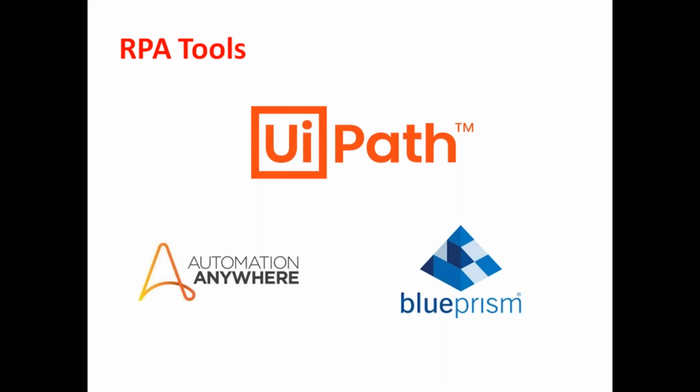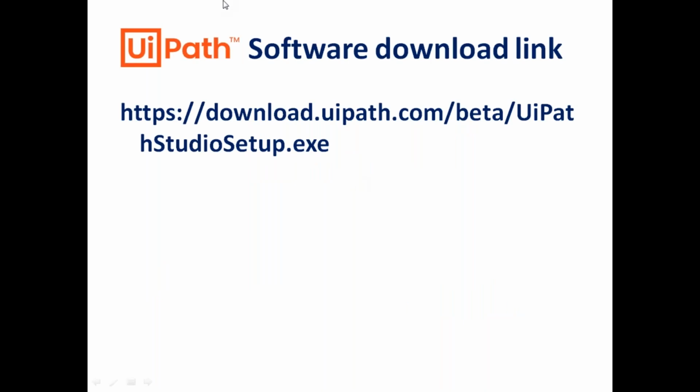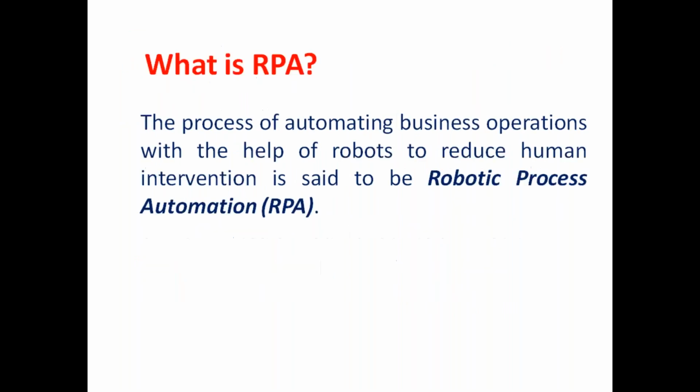But UiPath has a community version. It is freeware, and you can download it and use it. You can learn this automation tool. So where can it be downloaded and installed? The UiPath software download link is this. I already sent it to your faculty member. So this is the path to download UiPath Studio. If you have any doubts, please ask.